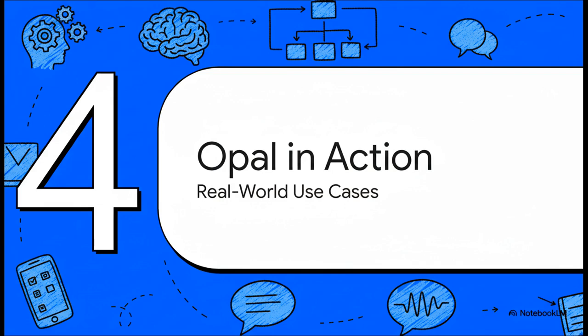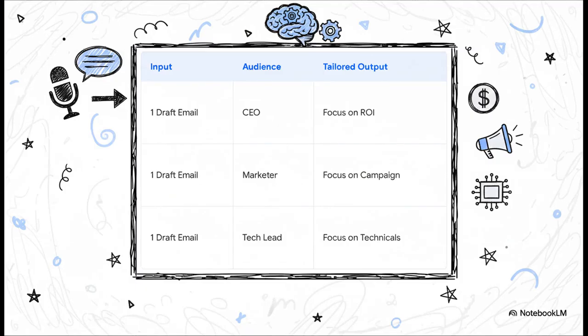All right, enough of the theory. This all sounds great, but let's see how Opal actually performs in the real world with a few use cases. Okay, if you're in marketing or sales, check this out. Imagine you write one single pitch email. You then build a simple little app in Opal, and boom, it can instantly customize that email for totally different people. The CEO gets a version focused on ROI.